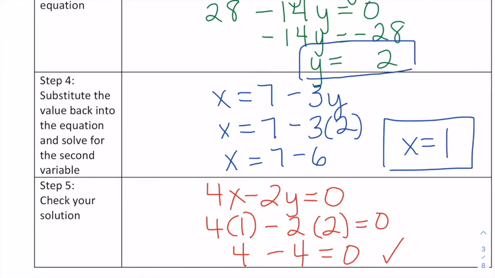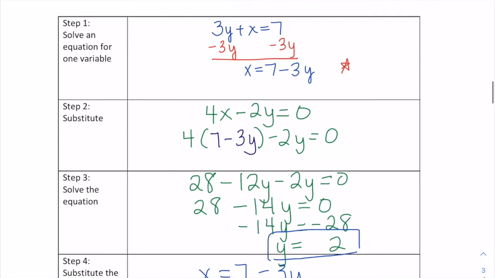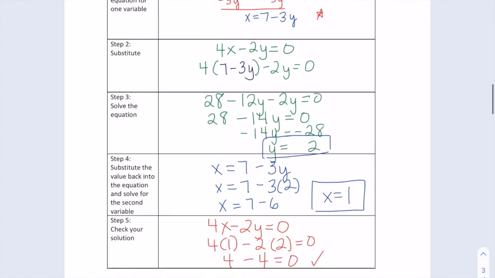Check. Okay, so to write our answer, the x was 1, the y was 2. So we're going to write our final answer as 1, 2. Let's go to the next example.